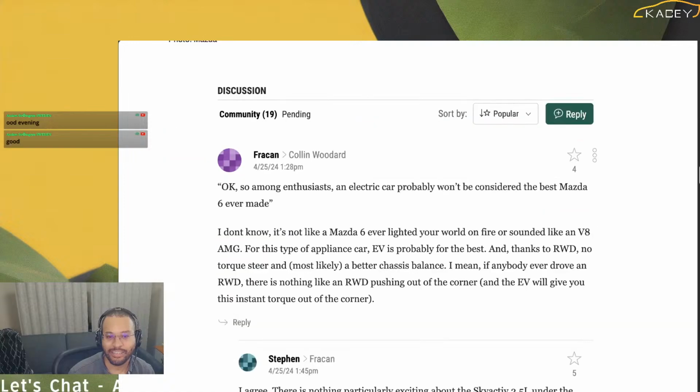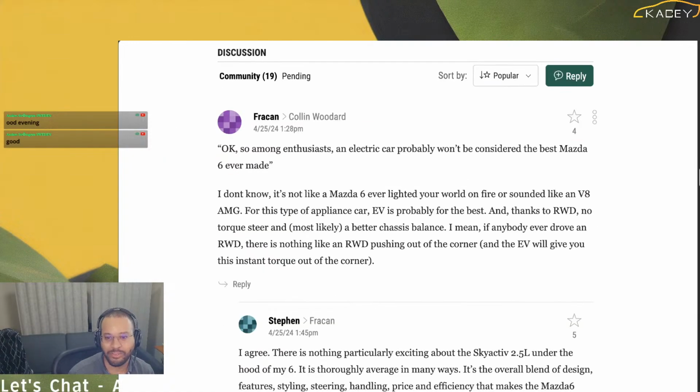The car probably won't be considered the best Mazda ever made. I don't know. It's not like a Mazda 6 ever lit your world on fire or sounded like a V8 AMG. For this type of appliance car, an EV is probably for the best. And thanks to rear-wheel drive, no torque steer, and most likely a better chassis balance. I mean, if anybody ever drove rear-wheel drive, there's nothing like rear-wheel drive pushing out of a corner, and an EV will give you this instant torque out of the corner.